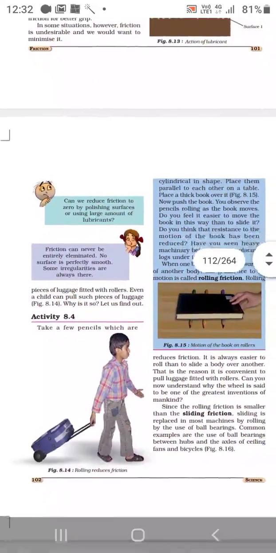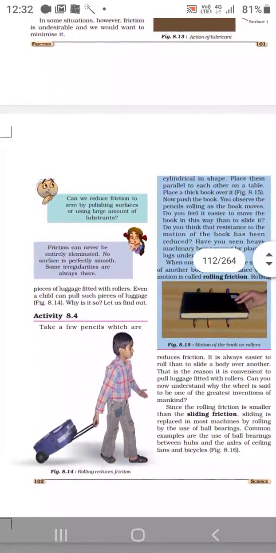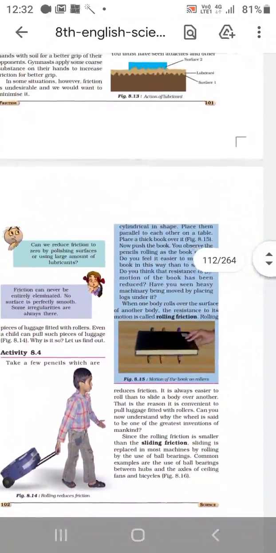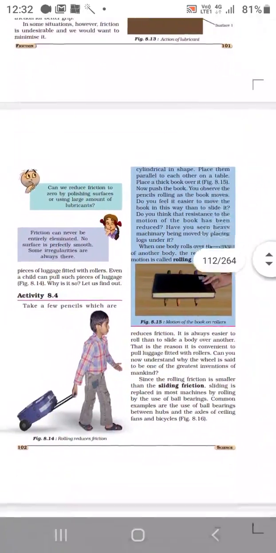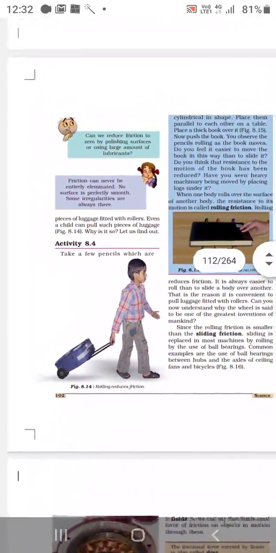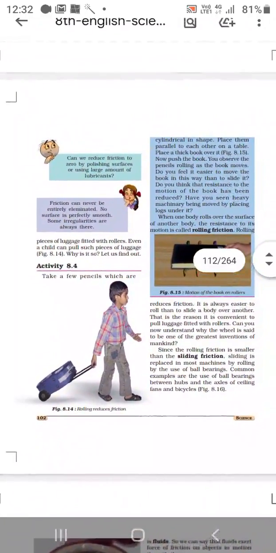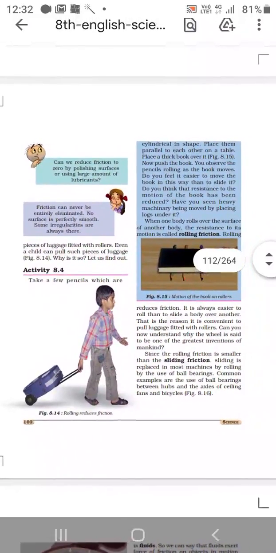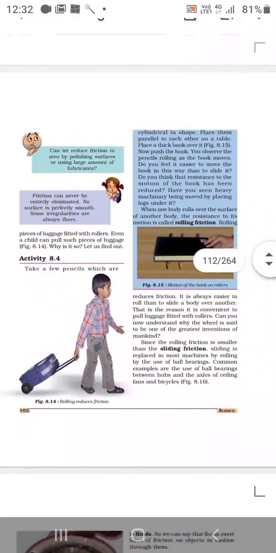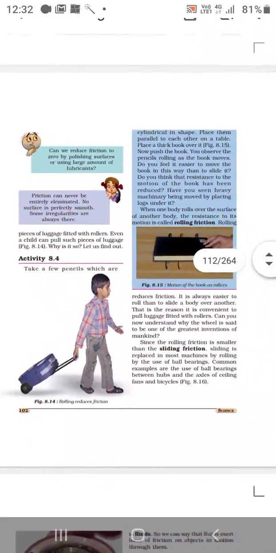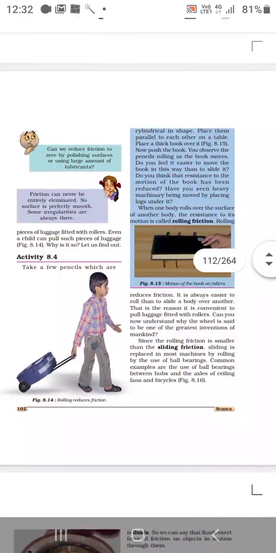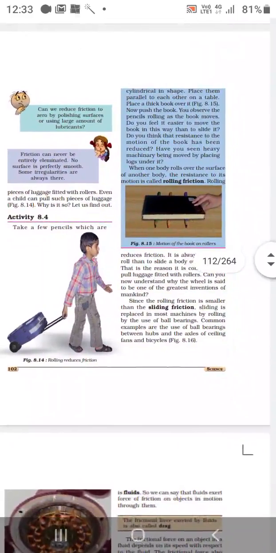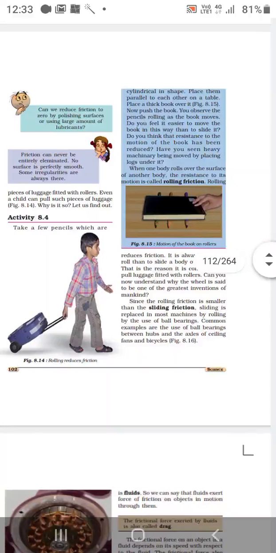Why is it so? Because, take a few pencils. It is always easier to roll than to slide one body over another. That is the reason it is convenient to pull luggage fitted with rollers. Can you now understand why the wheel is said to be one of the greatest inventions of mankind?